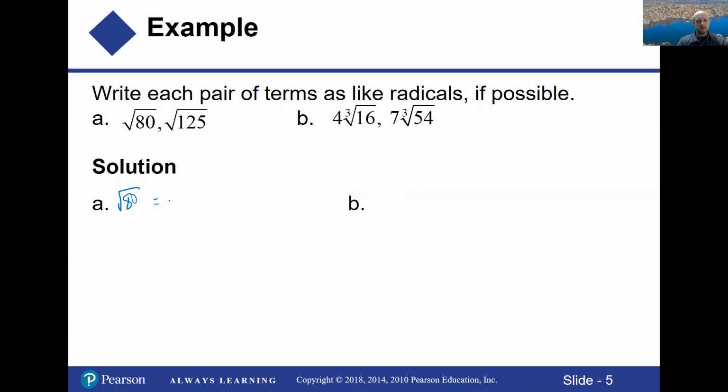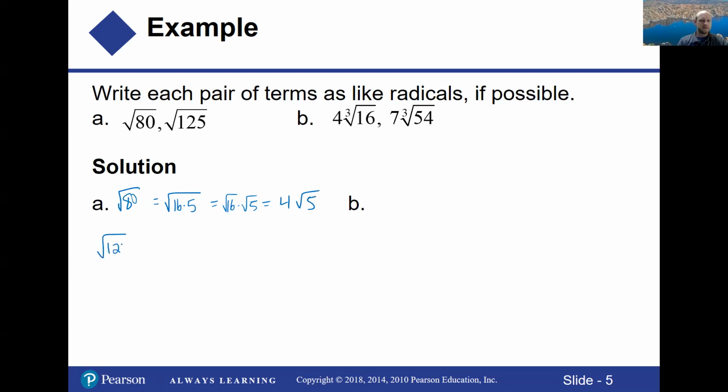So 80, how can I break that up? Well, again, if you need to work on your perfect squares, you can, but I noticed that 16 is going to be a perfect root here. So square root of 16 is 4. And I can't do anything with the square root of 5. But again, I could break this up using that product rule that we talked about last section. And then take the square root of 16.